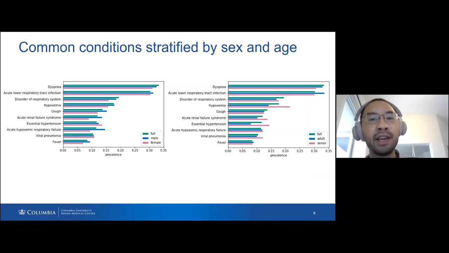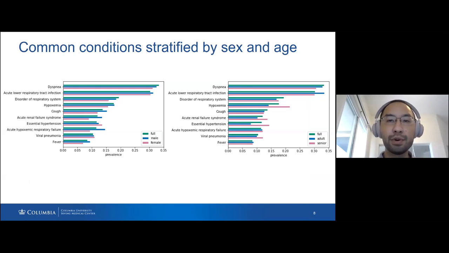And to give an example of the information that could be coming from the COD data sets, we looked at the most common conditions and looked at their prevalence rates across the full cohorts, as well as stratified by sex and age. The most common conditions that we saw included dyspnea, acute lower respiratory tract infection, disorder of respiratory system, hypoxemia, cough, acute renal failure syndrome, essential hypertension, acute hypoxemic respiratory failure, viral pneumonia, and fever.